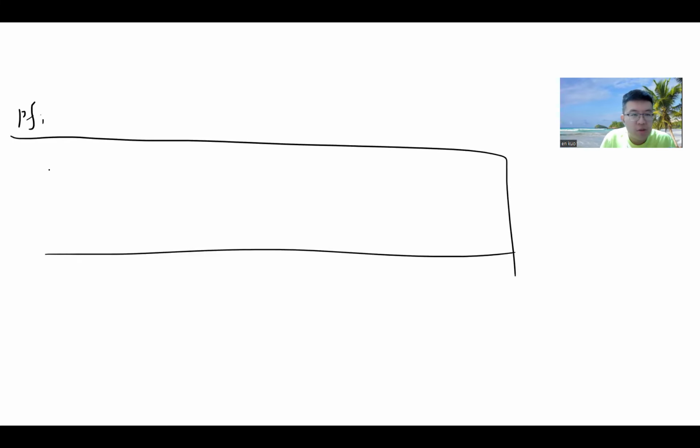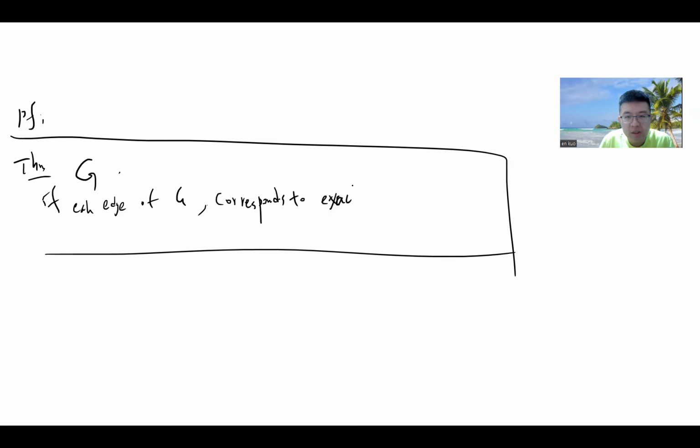Let me explain here. Remember that there's a theorem that says that if you take a graph G, and each edge of graph G corresponds to exactly one triangle, then the number of edges must be little o of the number of vertices squared. I think it's very clear. If each edge of G corresponds to exactly one triangle, then the number of edges must be little o of vertices squared. So now we can prove the corners theorem.